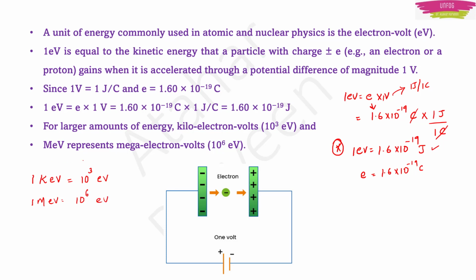What was the smaller unit? It was 1 electron volt. Okay. So these are all important. They can ask as an MCQ. Okay. So this was all about your electron volt.